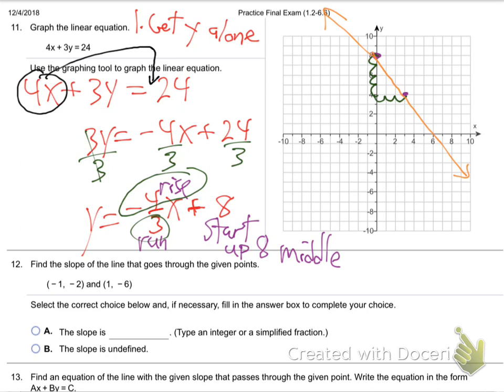Is that coming back? Down 4 over 3, and this one's up at 8. So the way to graph lines: get y alone. Whatever the number not next to x, that's where you start, your first dot at 8. A first dot is always in the middle. Positive is up, negative is down. Up 8, and then down 4 over 3, the slope. Connect the 2 dots.